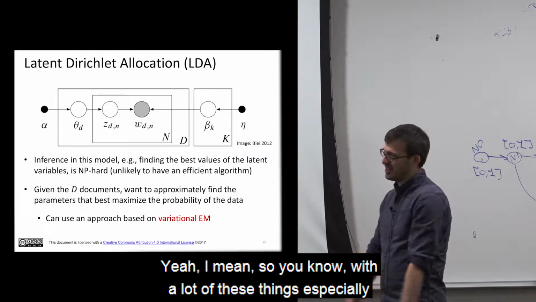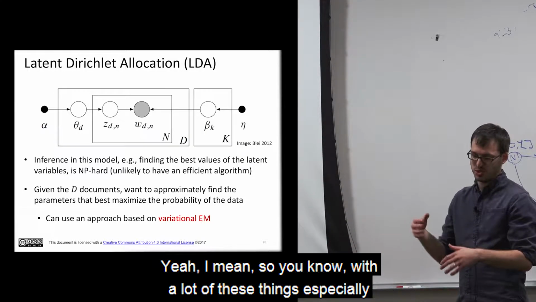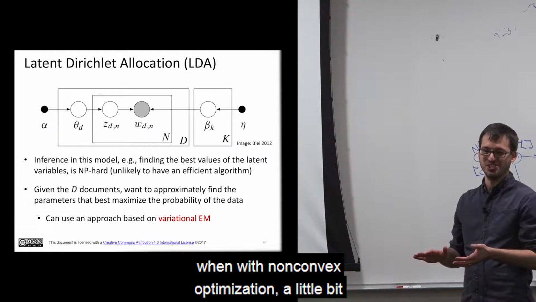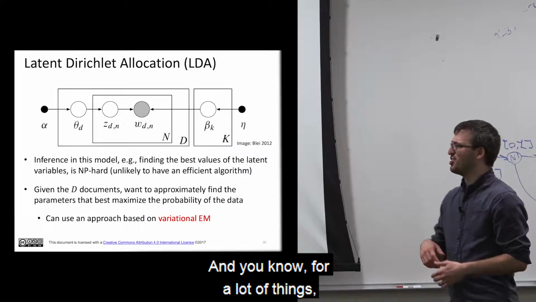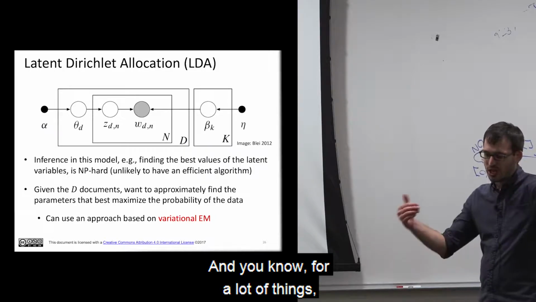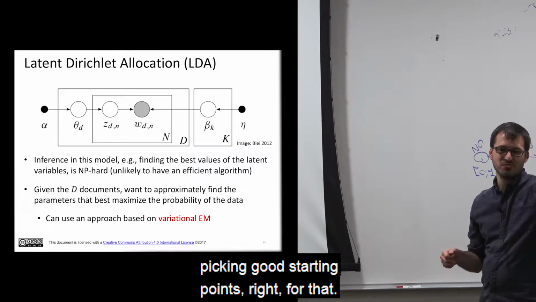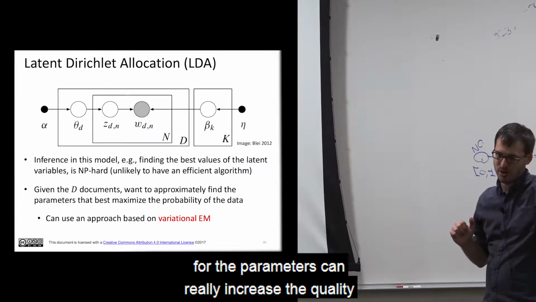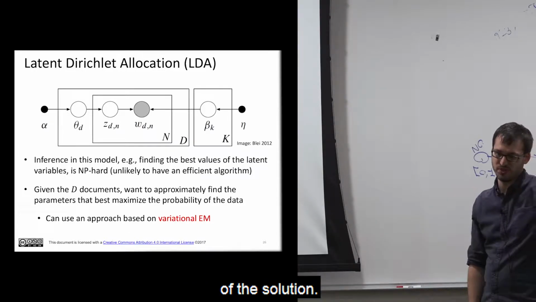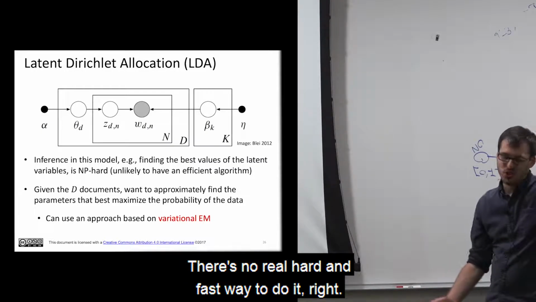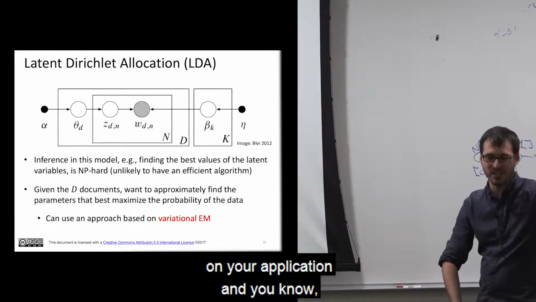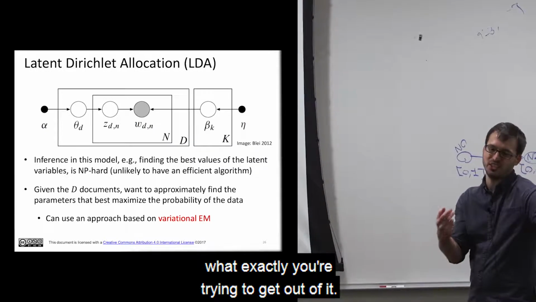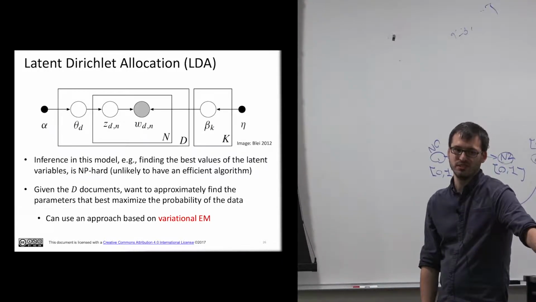With a lot of these things, especially non-convex optimization, there's a little bit of art to rerunning them a couple times, and for a lot of things, picking good starting points. Picking good starting points for the parameters can really increase the quality of the solution. There's no real hard and fast way to do it. Again, it's really going to depend on your application and what exactly you're trying to get out of it.